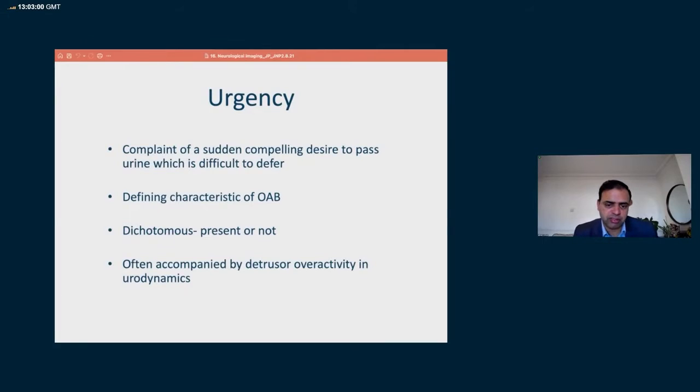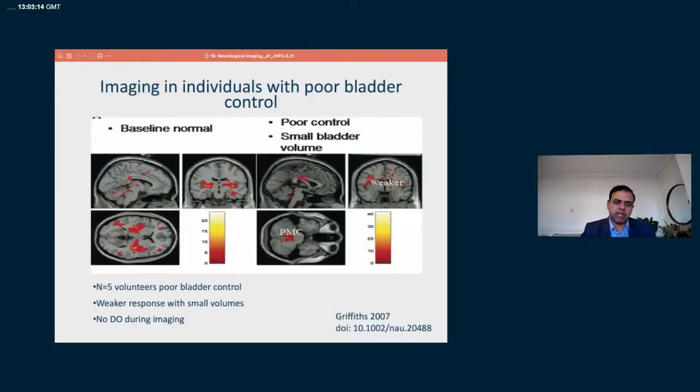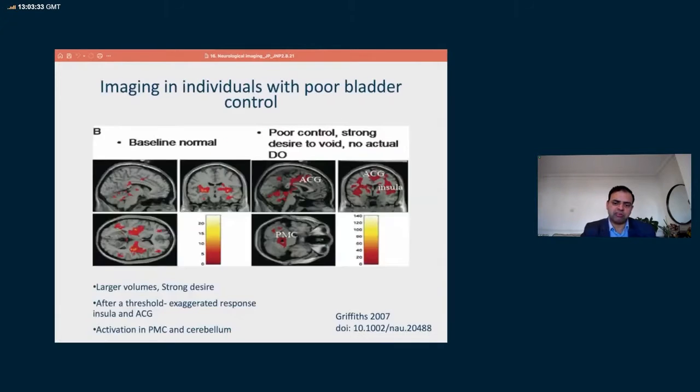Urgency, of course, is a pathological state where there's a complaint of a sudden compelling desire to pass urine, which is difficult to defer, and it's a defining characteristic of an overactive bladder, and it's often accompanied by detrusor activity in urodynamics. And in imaging studies, what's been demonstrated is that in individuals who demonstrate urgency, but not necessarily detrusor overactivity during the studies, there's a weakened response with smaller volumes. And this becomes exaggerated once the volume is increased. If the paradigm is a large volume infusion, you get this exaggerated response at that point. So this gives you an idea about the areas in the cortex that are involved in the perception of sensations in health and in disease.